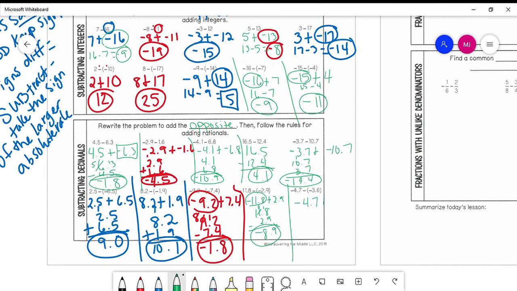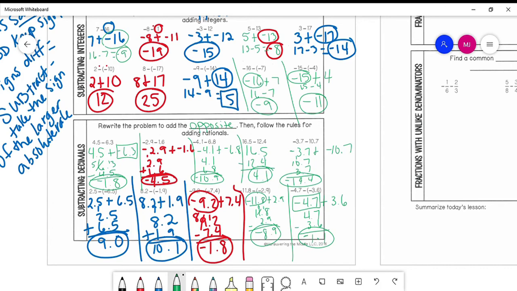Keep the first number. Add the opposite. Signs are different, find the difference. Line up those decimals. This is bigger, this is negative. The answer should be negative 1 1/10.